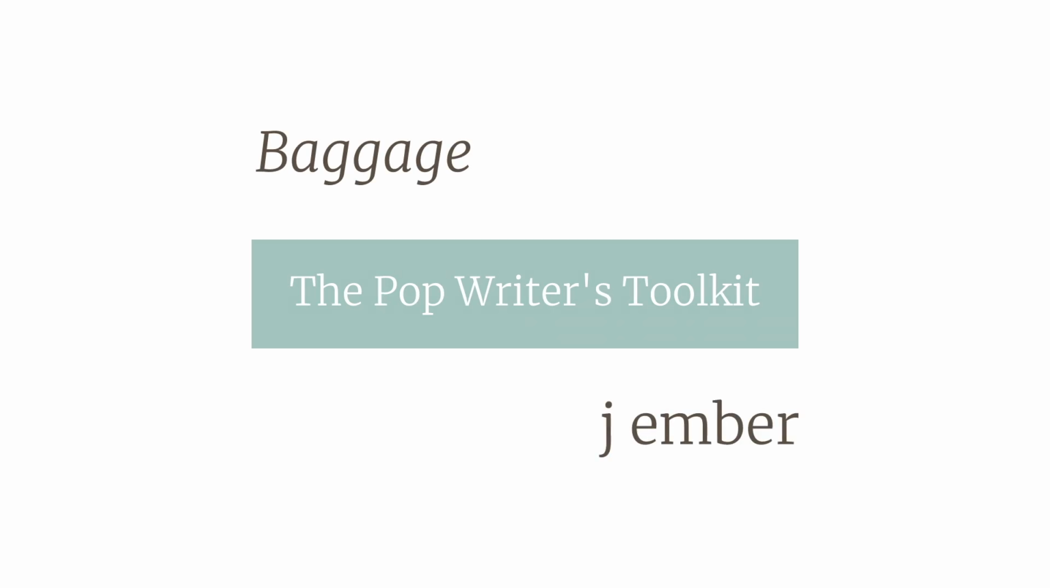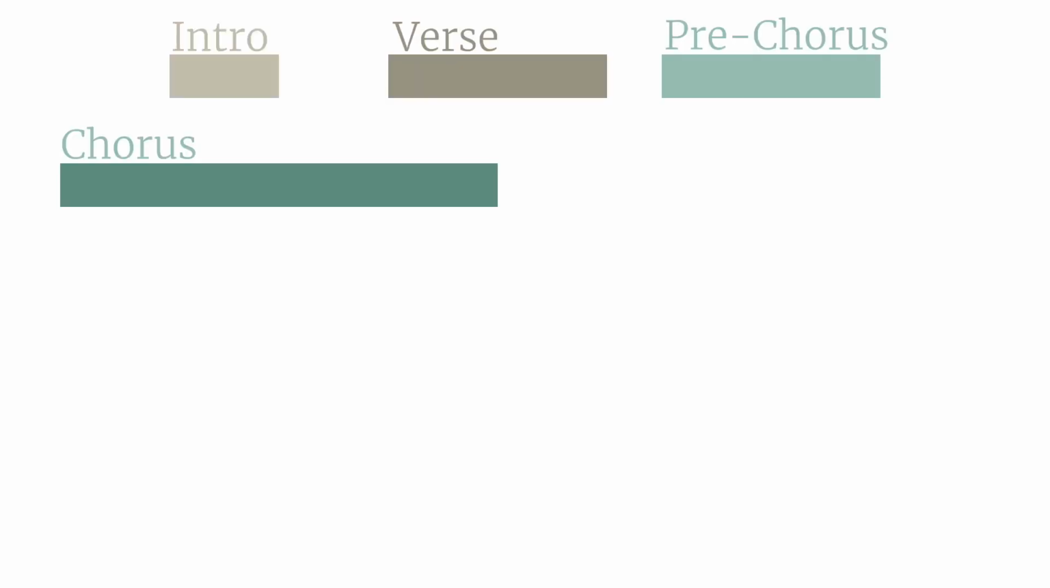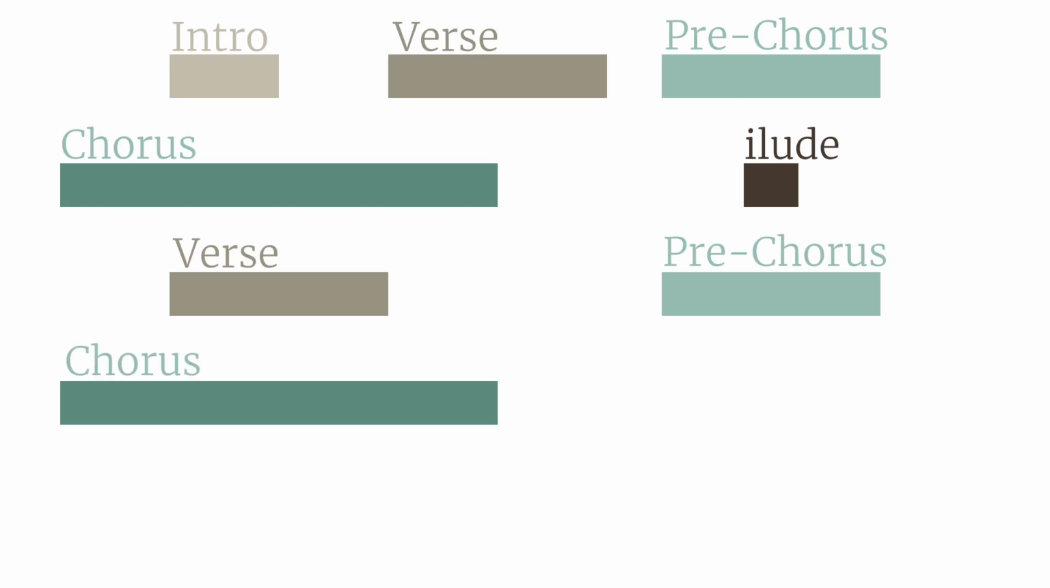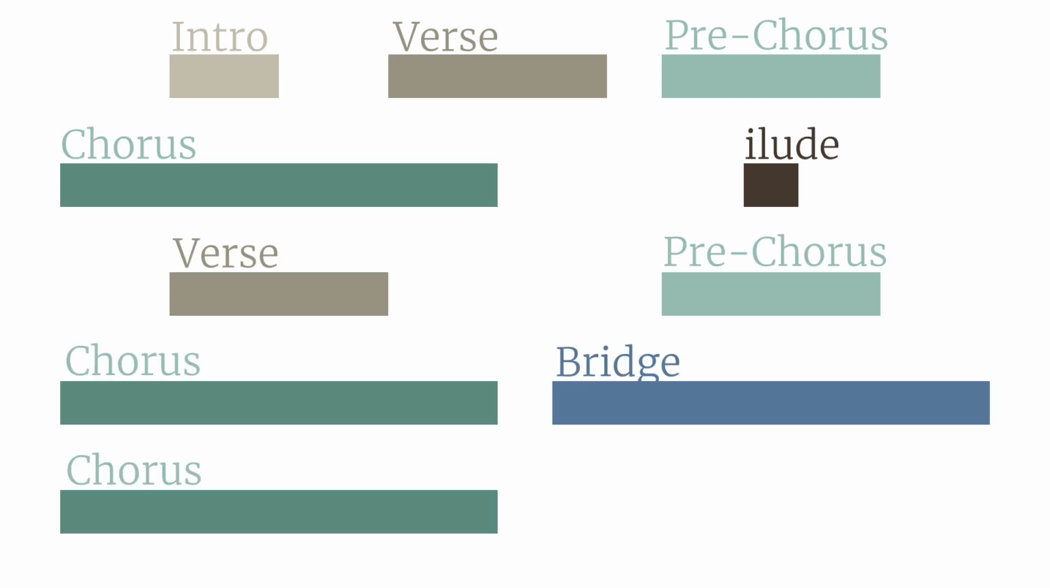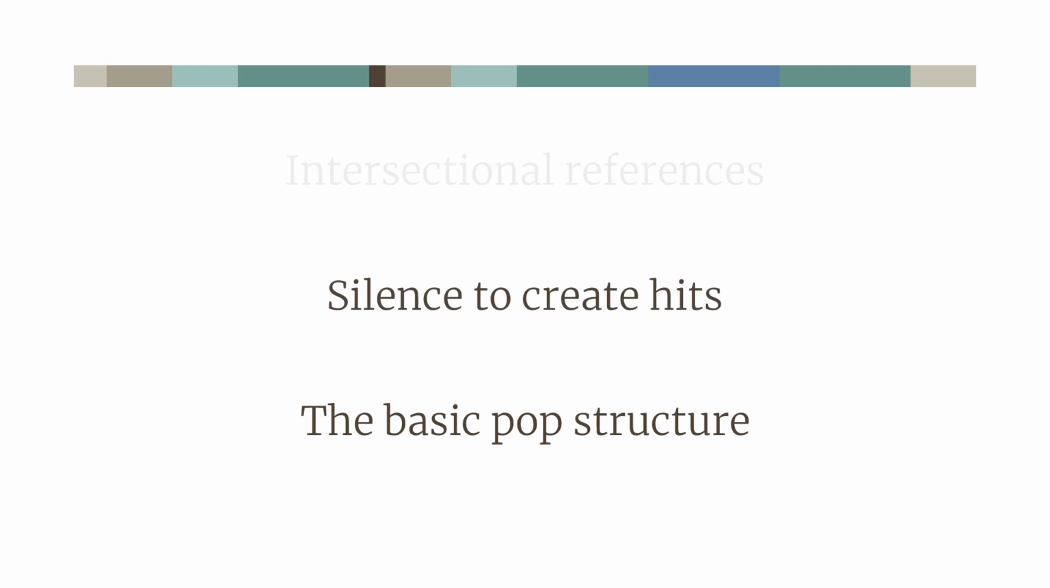Baggage is one of my favorite songs to date. Its structure is the basic pop structure: intro, verse, pre-chorus, chorus, interlude, verse, pre-chorus, chorus, bridge, chorus, outro/chorus. If you are looking for a masterful implementation of the basic pop structure, silence to create hits, and intersectional references, Baggage is not a bad place to start.